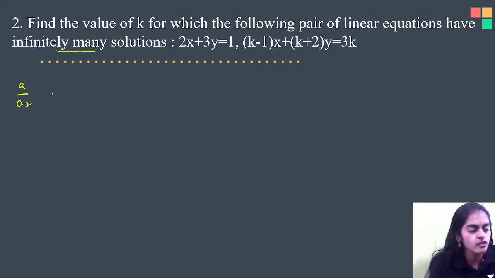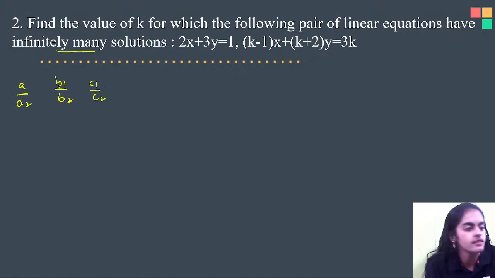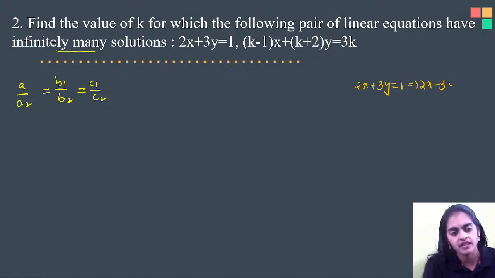Firstly, infinitely many solutions means the lines have to be coincident. So if the lines are coincident, the ratios are equal. This is what you have to know. So if the ratios are equal, let us take the given equations. See, 2x plus 3y is 1, or I can write 2x plus 3y minus 1 is 0. So a1 is 2, b1 is 3, and c1 is minus 1.